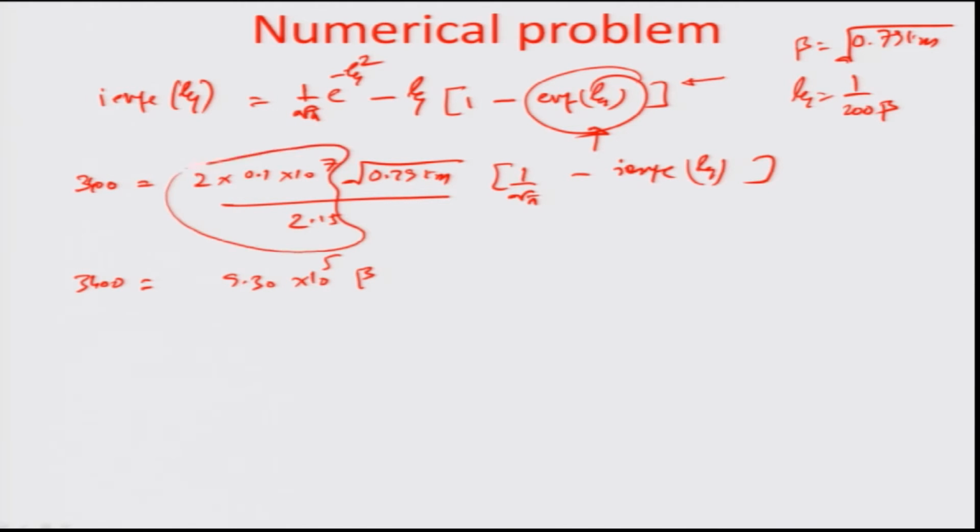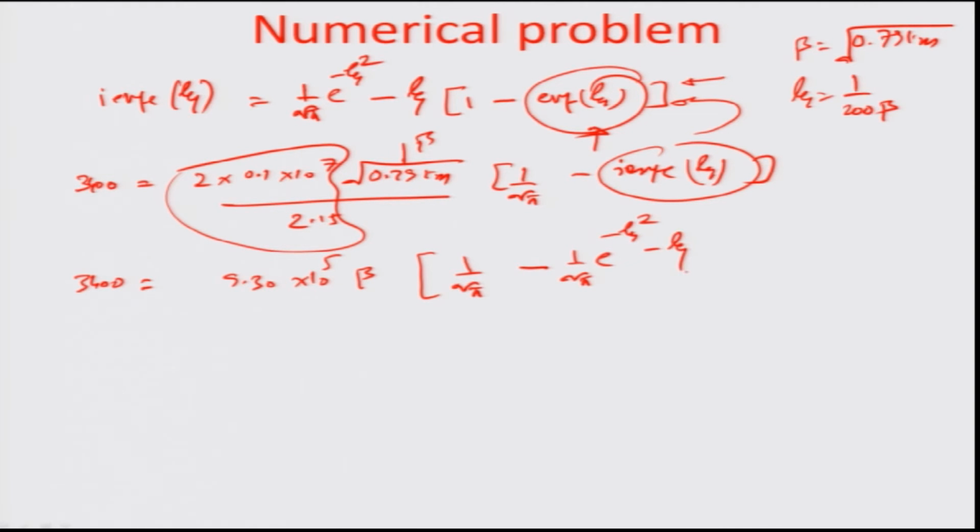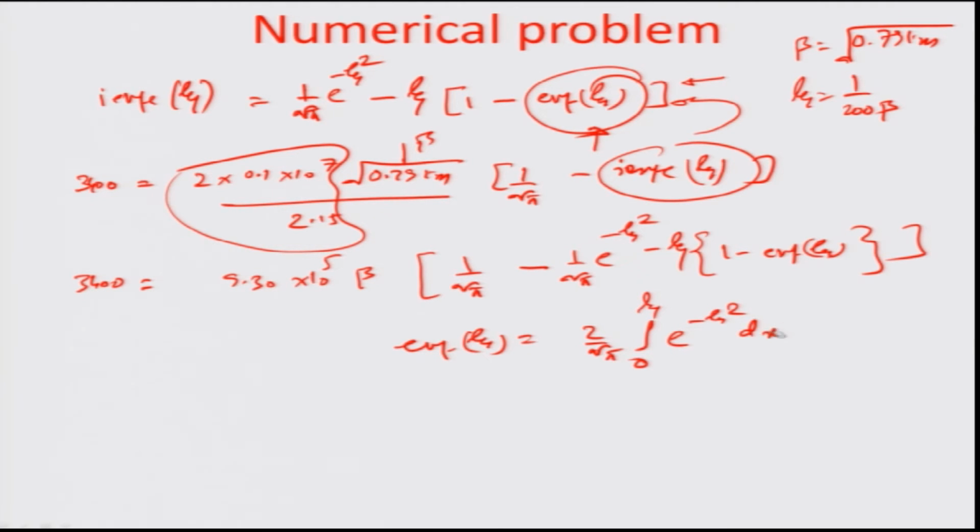You know, this value here is 9.30 × 10^5, this is beta, times 1 by root pi minus, instead of this IERFC representation, we put this particular value, which is 1 by root pi e to the power of minus zeta square minus zeta times (1 minus the error function of zeta here), where we already know that the error function of zeta is actually a numerical integral of the type 2 divided by root pi, integral from 0 to zeta of e to the power of minus x square dx.